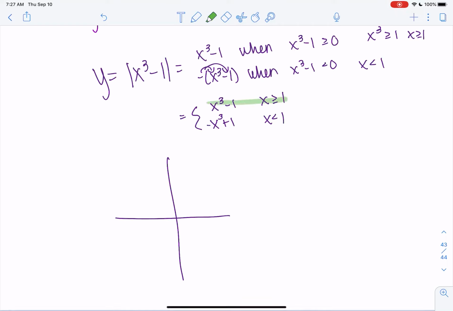So let's graph x cubed minus 1, we already did that, it looks like this. And then we're only keeping it when x is bigger than or equal to 1. And then it turns out 1 is the x-intercept, but we can check that in a second. So let's set y equal to 0, and we get x cubed minus 1. It looks like it's on the green line, so I'm going to check that. Yeah, so x equals 1. So 1, 0 is my intercept.